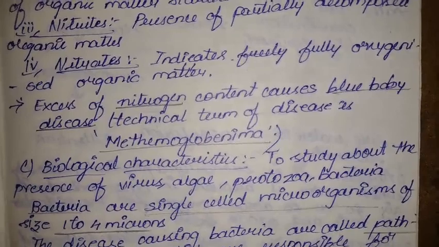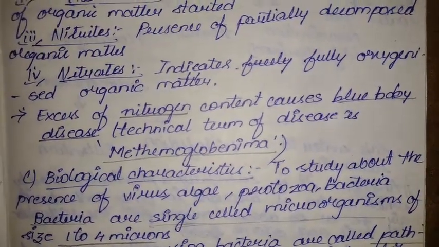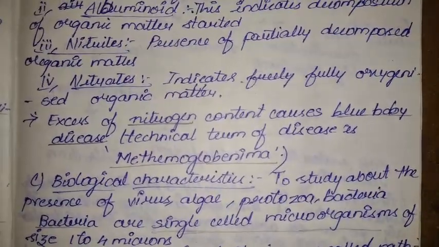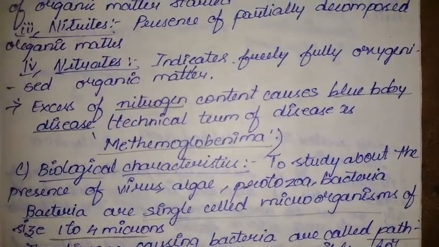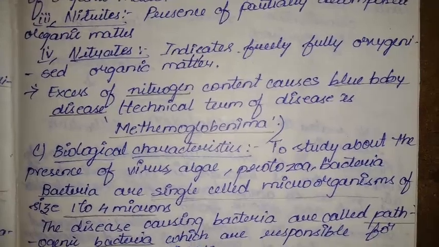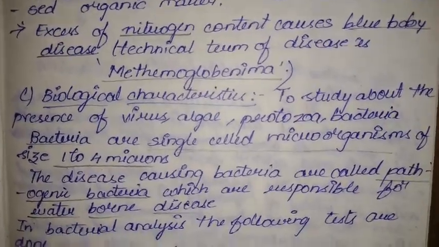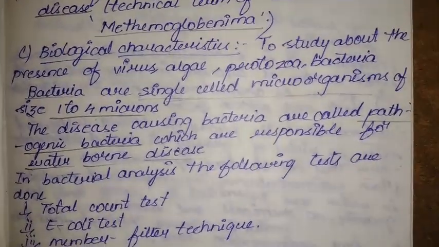And excess of nitrogen content causes blue baby disease. In technical terms, we call it methemoglobinemia. And coming to the last type of characteristic, that is biological characteristics.